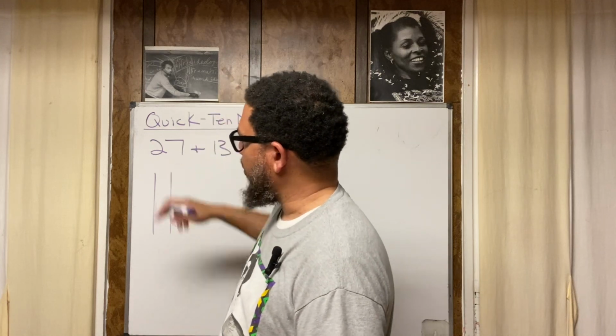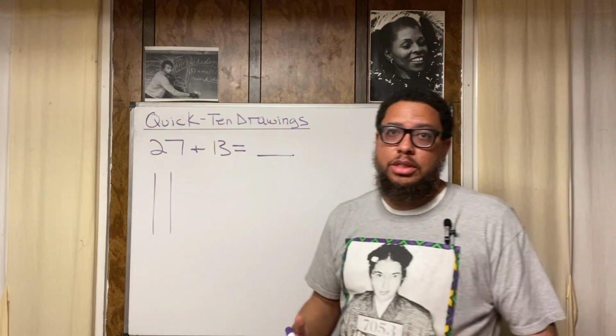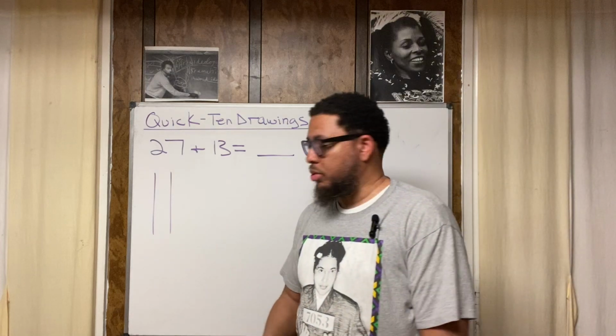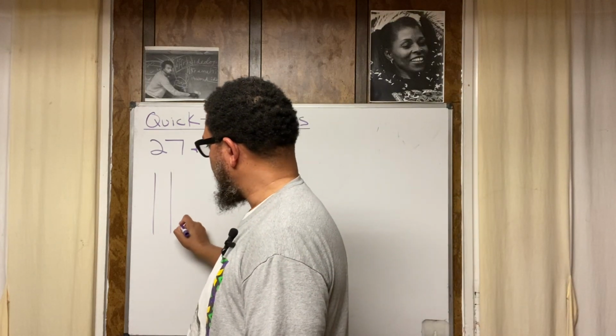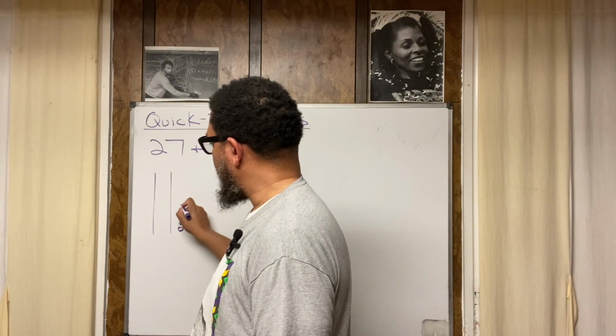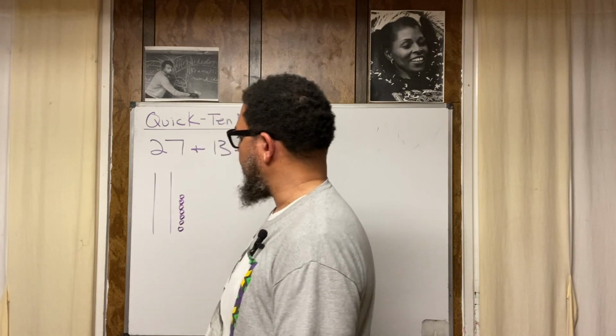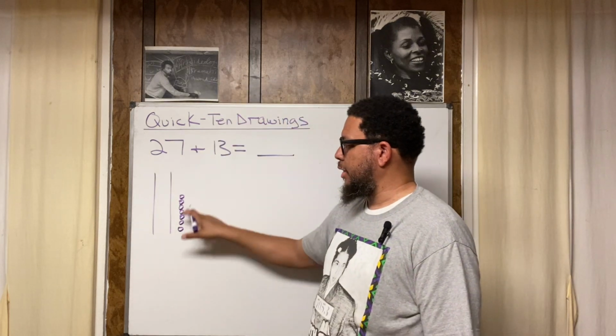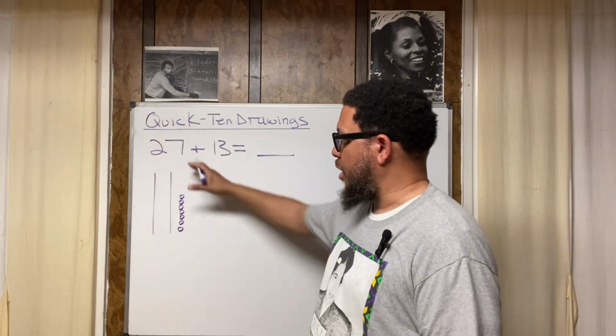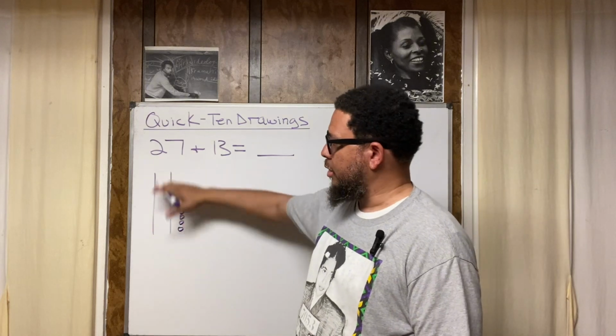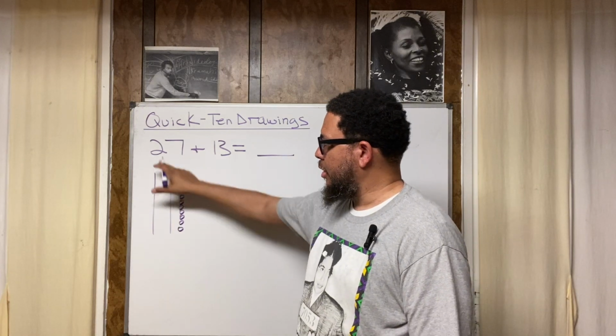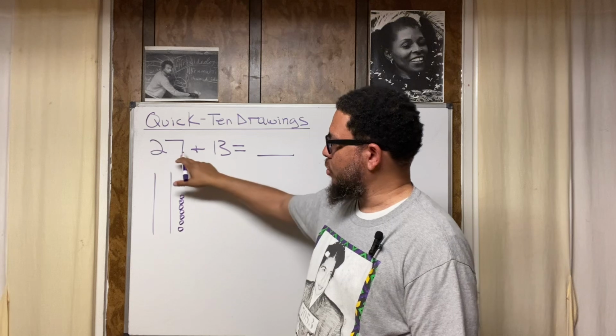All right. Now, how do we represent the ones? I'm choosing to represent the ones with little circles. So I got 1, 2, 3, 4, 5, 6, 7. All right. So I got 10, 10, and 7. That's 27. See the similarity? See the connection? 10 and 10 gives me 20. These 7 circles give me 7.